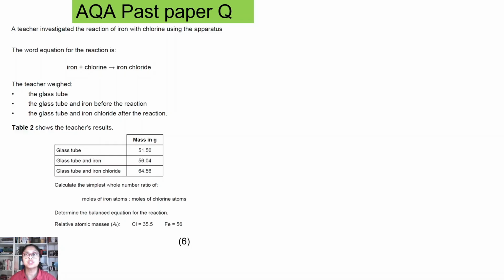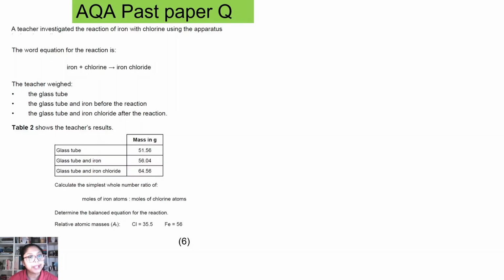The second question we are going to do is a practical question. So let's read through it together. A teacher investigated the reaction of iron with chlorine using the apparatus. The word equation for the reaction is given. Iron plus chlorine makes iron chloride.